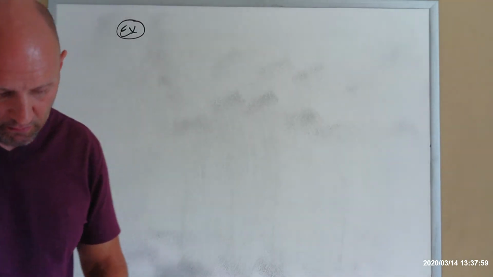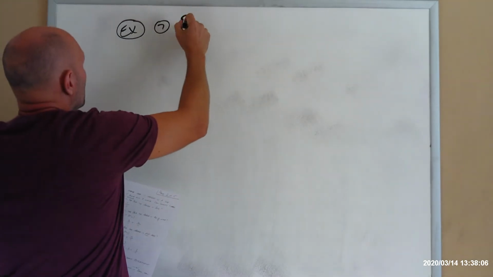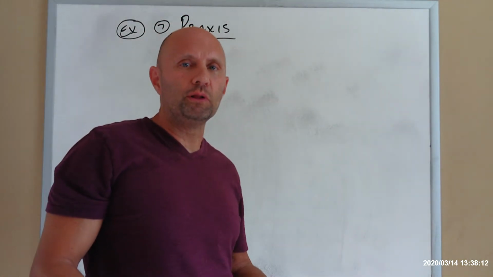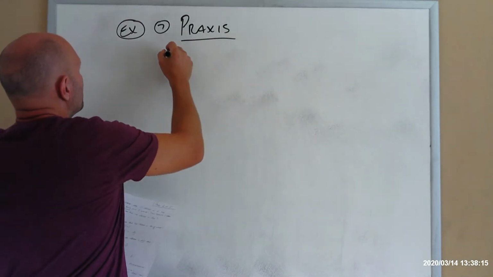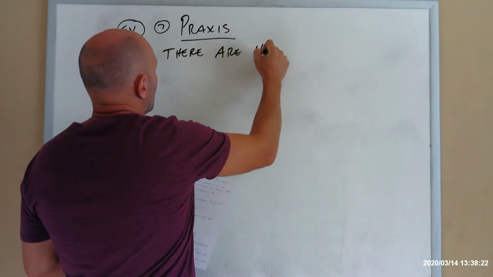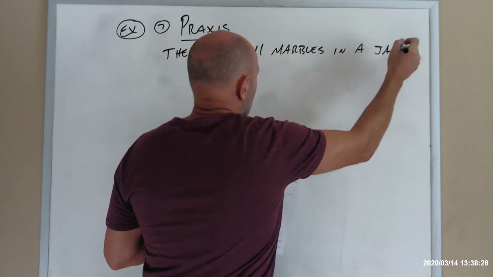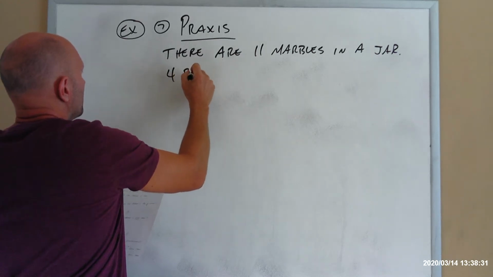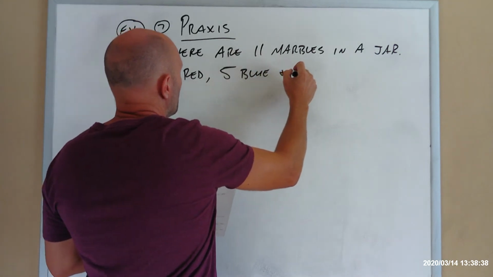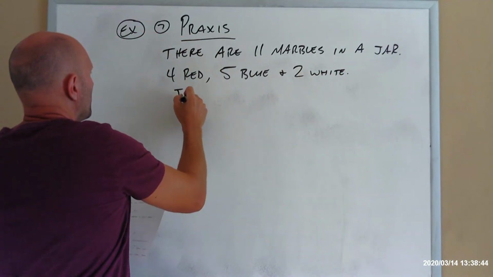All right, and then lastly, the last problem we're going to look at here, number 7. And this is a typical Praxis problem. So you should be comfortable doing this kind of problem we're going to do right now. And it says the following. There are 11 marbles in a jar. There's 4 red, 5 blue, and 2 white. John selects 1 marble.